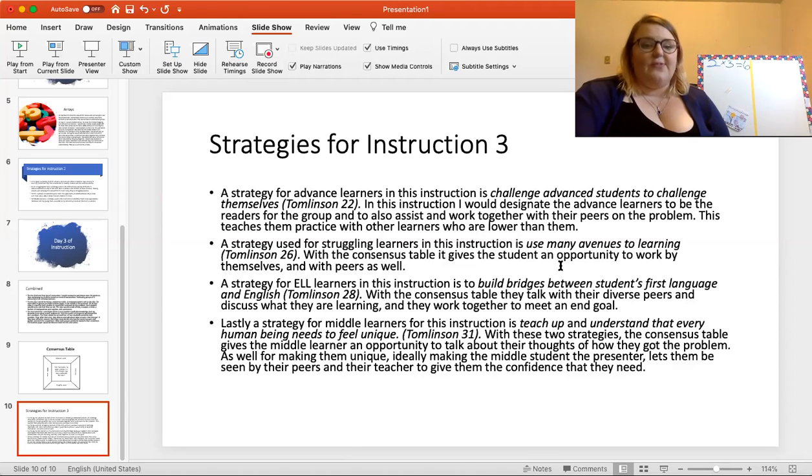That is what I would do for this third grade instruction of teaching single digit multiplication.